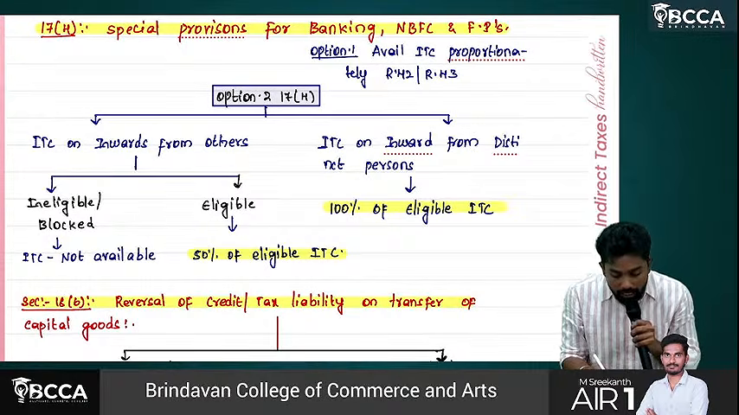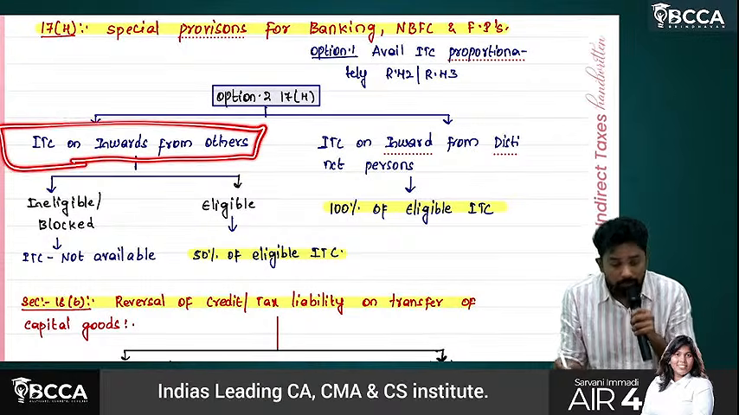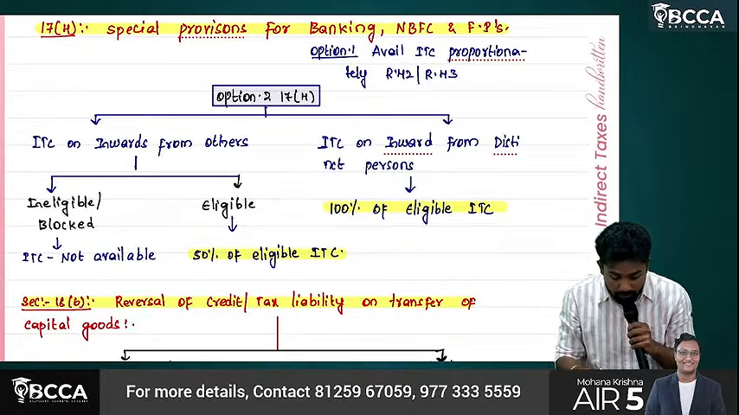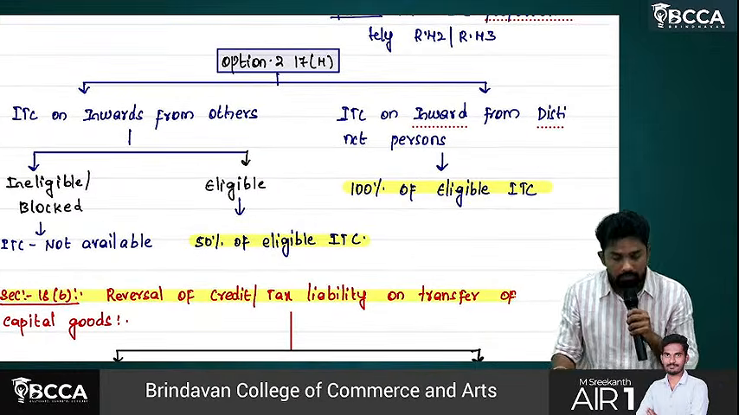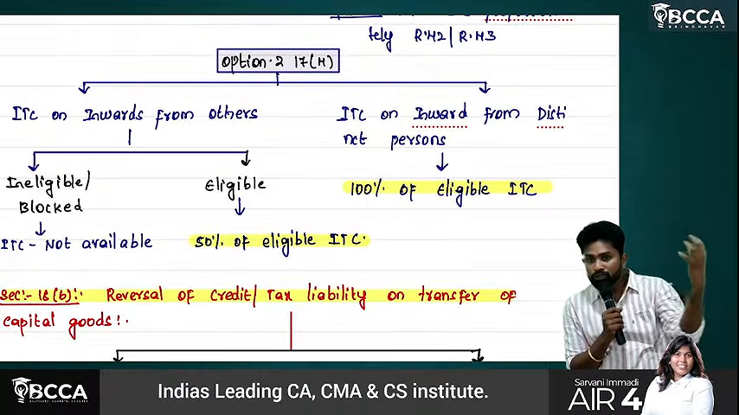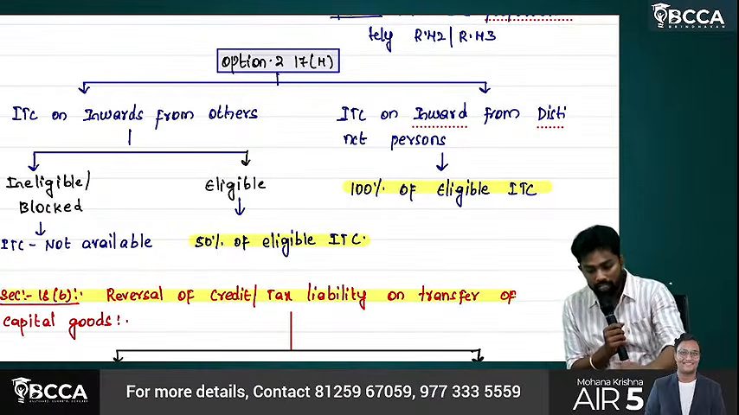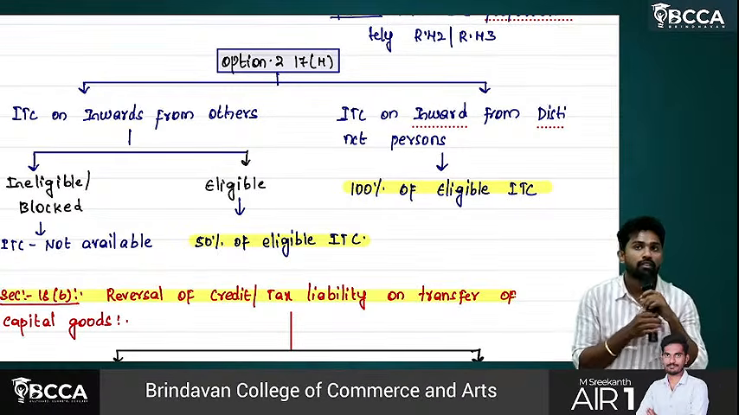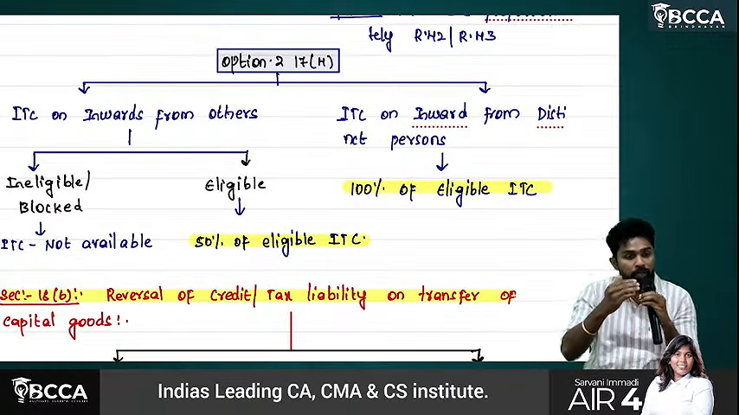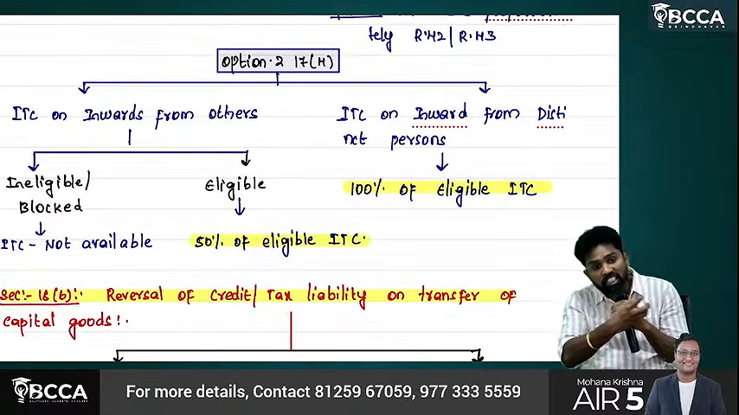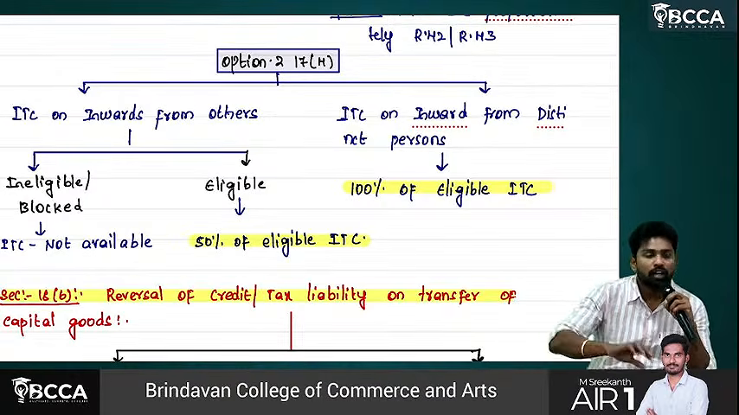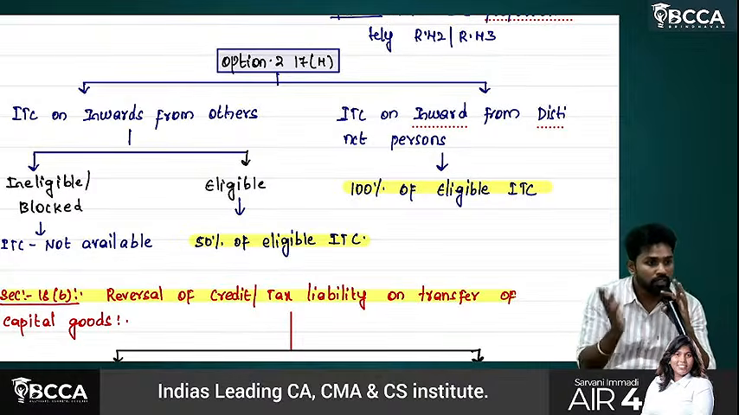See, ITC on inwards from others. We need to check what? Sir, for banks, NBFC, financial institutions, out of the total credit, okay, I'll tell much more simply than this. First, whatever inwards you have, you divide them into two types. Whether it is from your distinct persons, who are called distinct persons, their branch only is called a distinct person.